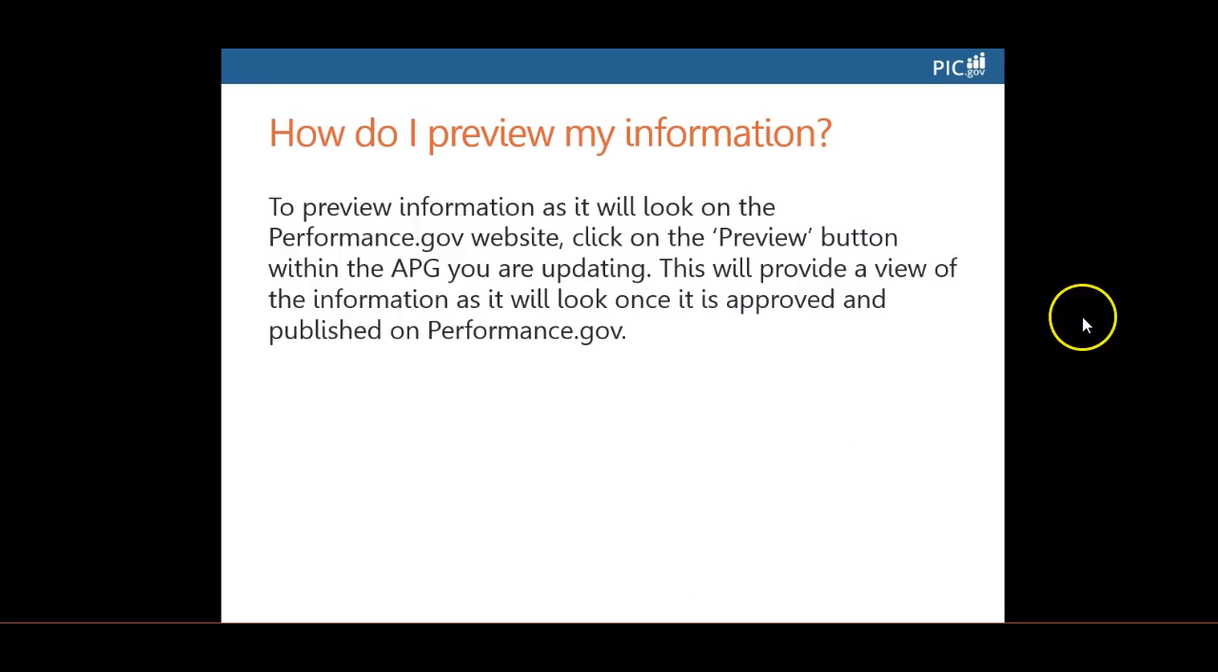To preview information as it will look on the performance.gov website, click on the Preview button within the APG you are updating. This will provide a view of the information as it will look once it is approved and published on performance.gov.